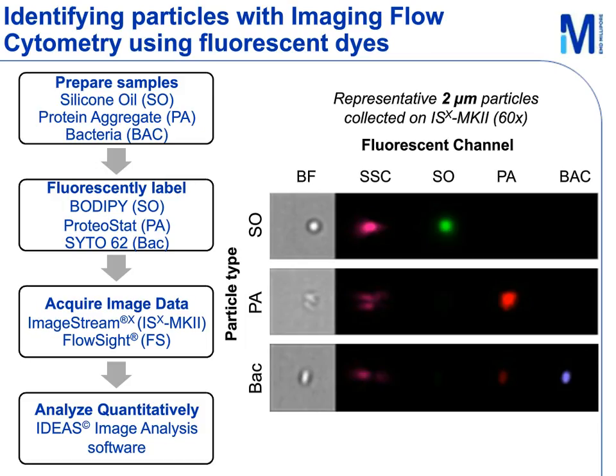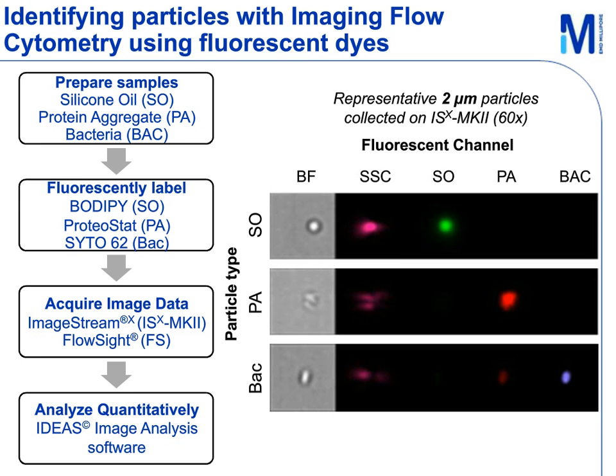However, if you take a look at the fluorescent channels, it's very clear what the identity of each particle type is. For example, the top particle is clearly positive for BODIPY, identifying this particle as a silicone oil droplet. This experiment indicates that fluorescent labeling is indeed a useful tool for discrimination of smaller particles, especially sub-5 micron particles, which are currently challenging to identify using flow microscopy.